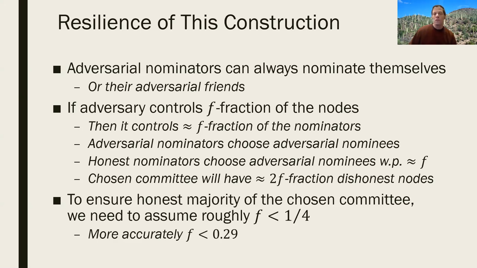So if we want this committee, the nominated committee, the final committee that actually holds secrets, to have an honest majority, then we need to ensure that the adversary controls not more than about a quarter of the nodes. More accurately, anything less than 0.29, you can still get by because there are second order terms there. This is less than ideal because we started from a system where the adversary controls only a quarter, and the only thing we can ensure is that the committees have an honest majority, so we lost some sort of a factor of two.